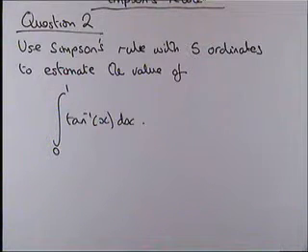On the most recent Core 3 test with my A2 class, my Year 13 class, there were 3 different types of questions. There was an exponential functions question, there were 2 Simpsons Rule questions, and then there was a volumes of revolution question. So I'm going to split those up into 3 different videos so that you only have to watch what you want to watch if you need help on this.